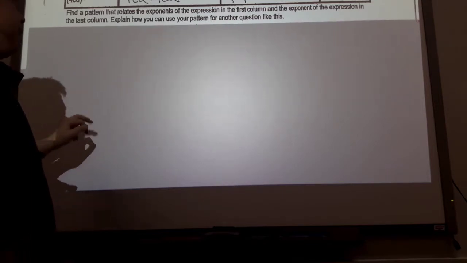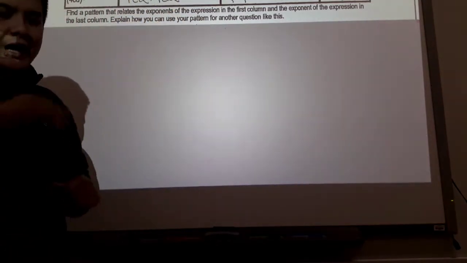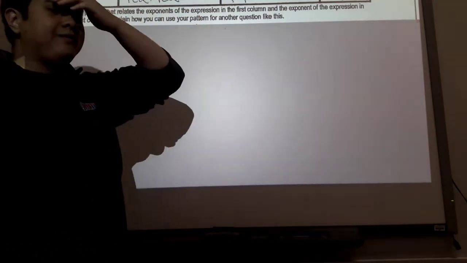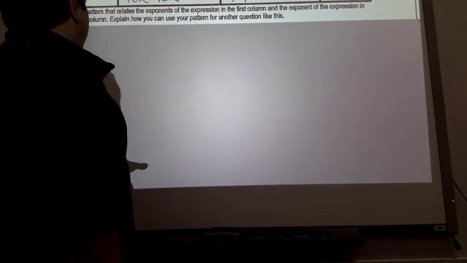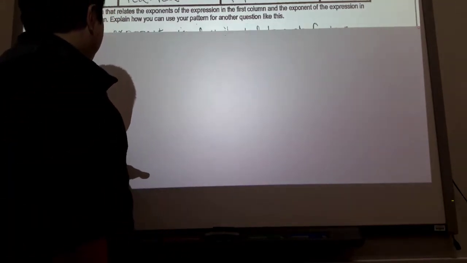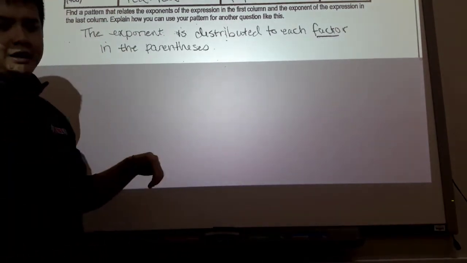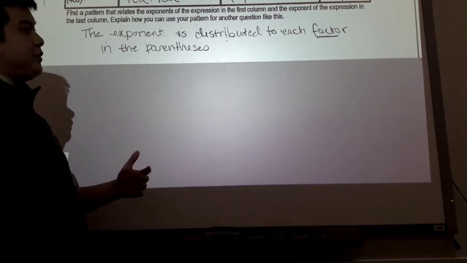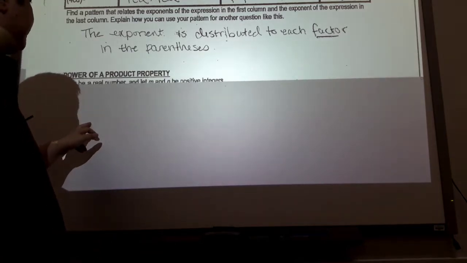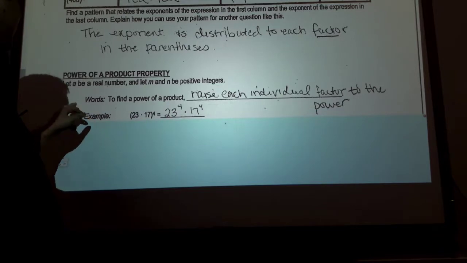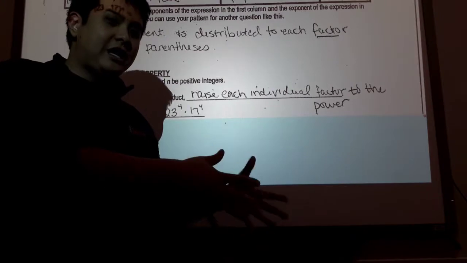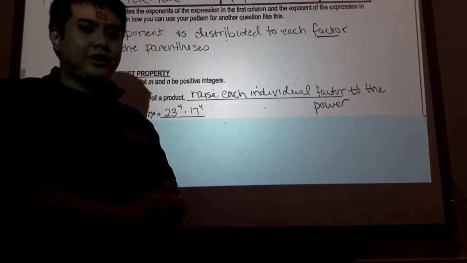So if we're looking for the pattern, you'll notice that every single factor inside the parentheses is taken to the second power: 4, c, and d squared. Same thing happens here. 5 and b are taken to the fourth power as well. So the pattern is the exponent is distributed to each factor in the parentheses. Okay. To find a power of a product, we need to raise each individual factor inside of parentheses to that power that's on the outside.